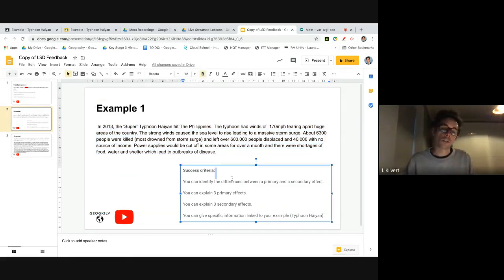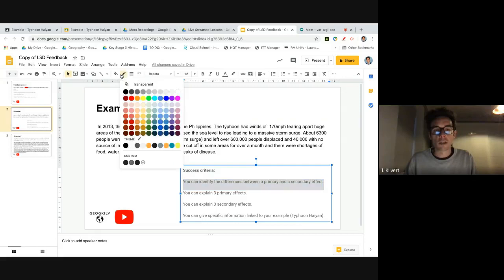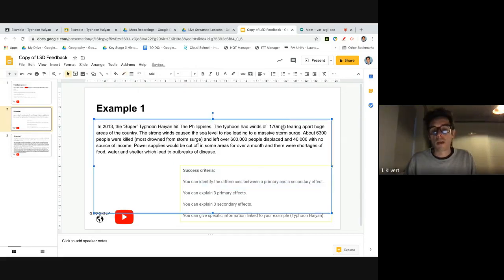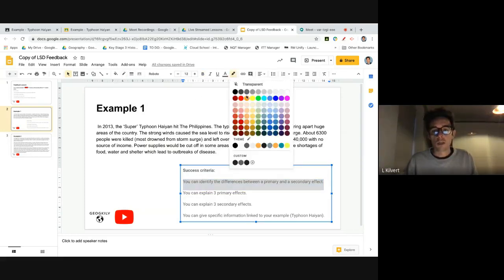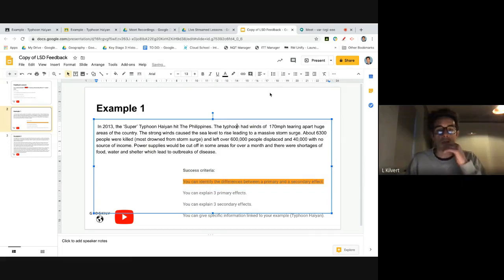Now, on the face of it, there's lots of really, really specific information in there, but let's just go through the success criteria one bit at a time. The first thing that we need to do is to identify the difference between a primary effect and a secondary effect. For me, within this particular answer, it's not actually 100% clear that the person that's written it knows the difference between a primary effect and a secondary effect.